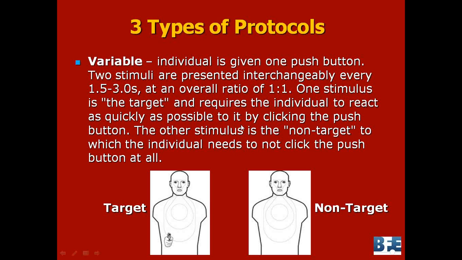One of these stimuli is the target, and when that stimulus appears, the person needs to click the push button as quickly as possible to react. The other stimulus is called the non-target, and when that picture appears, they need to not click the push button. So in this example down here at the bottom left, target is the one with the gun, non-target is the one without the gun, and they need to be able to react as quickly as possible to this one with the gun and not react at all to the non-target, the one without the gun.